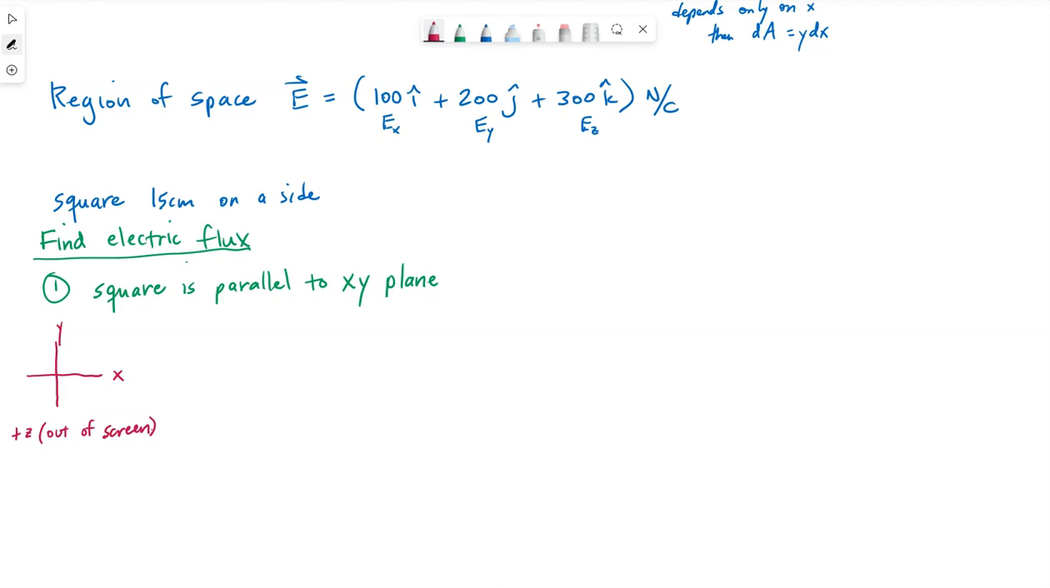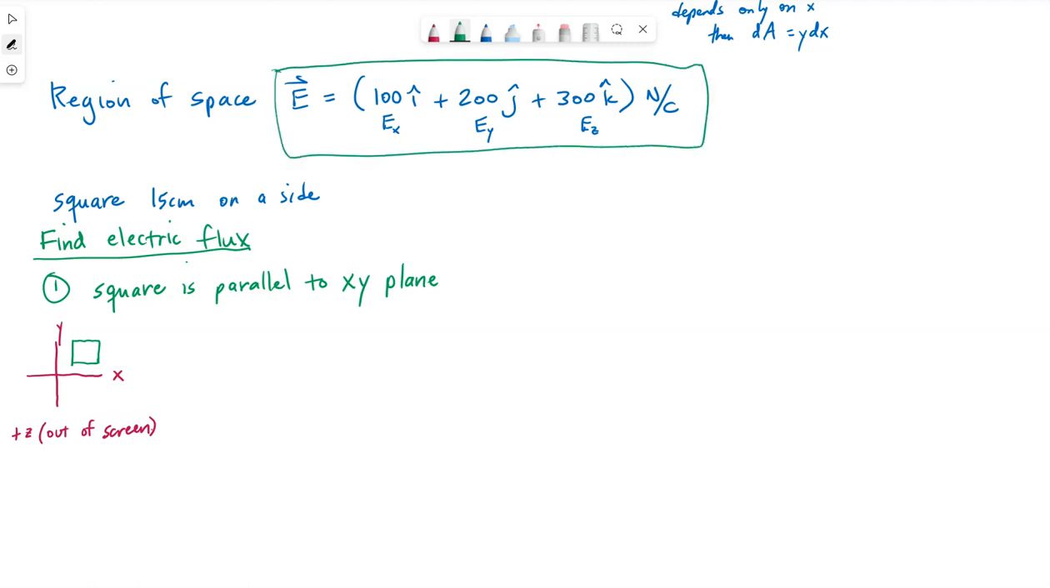I don't draw three-dimensionally very well, so I'm just at the moment drawing our square in the xy plane. So it's perfectly parallel to the xy plane. It's not telling us where specifically in the plane it's located, but that's okay, because this electric field given up here, looking at it, there's no x, y, or z variables. So this is a uniform electric field.